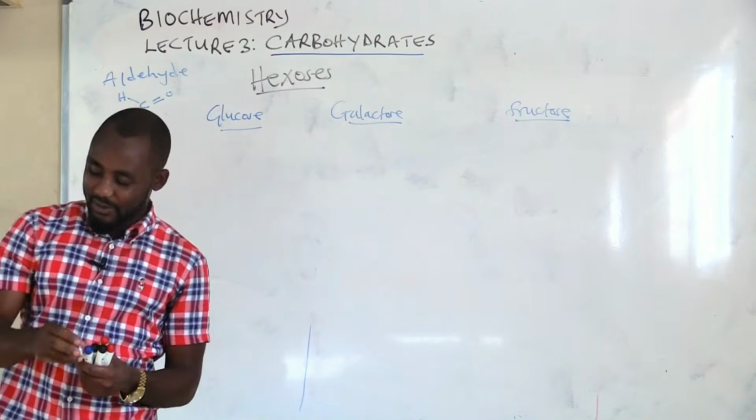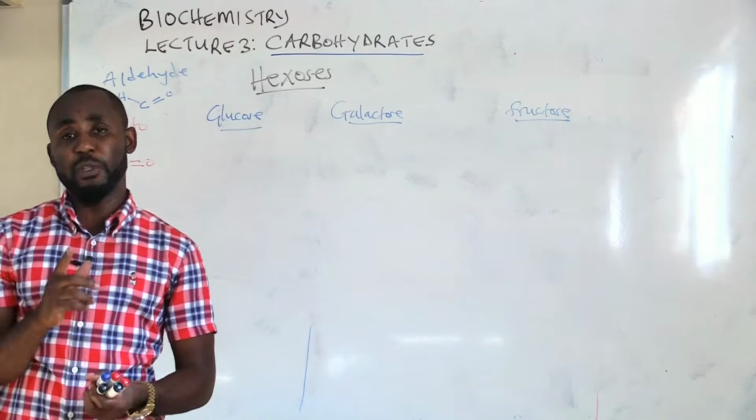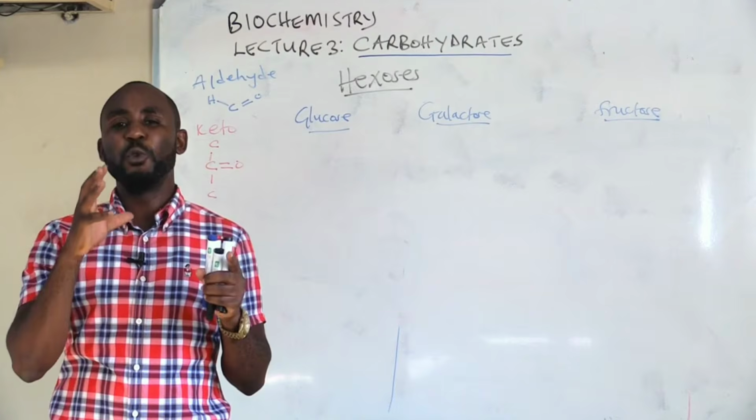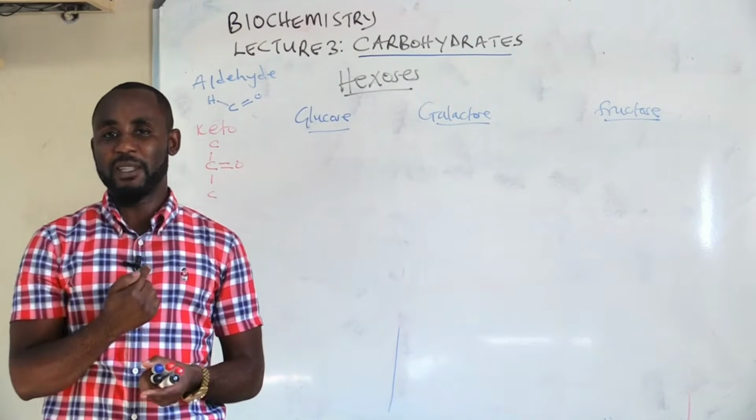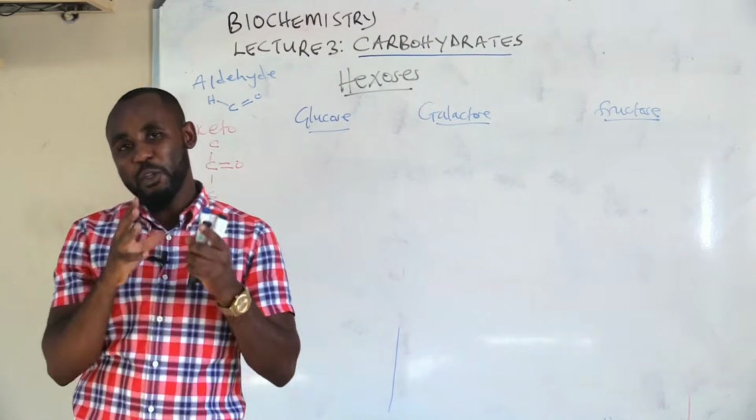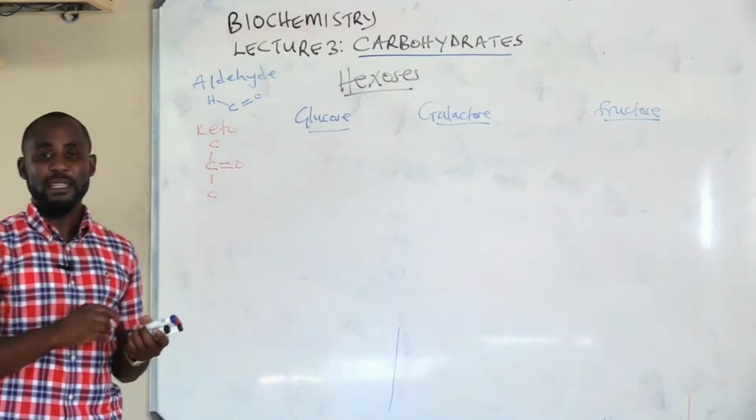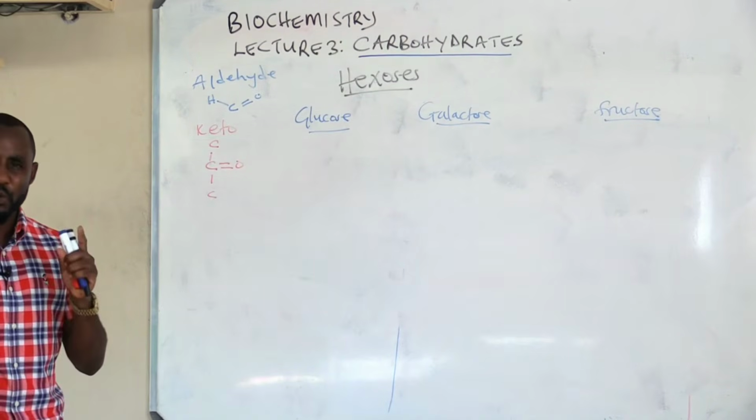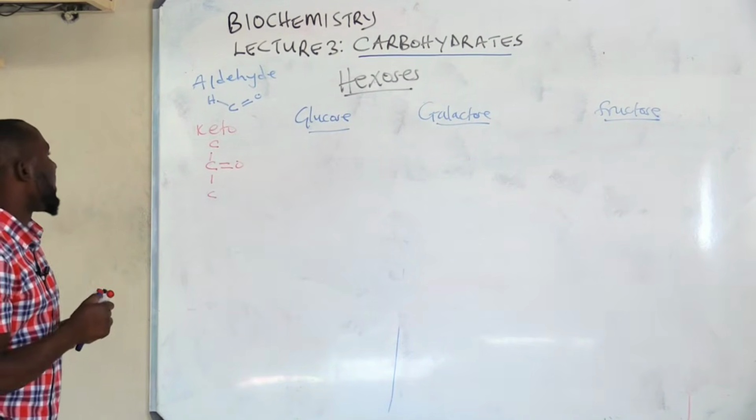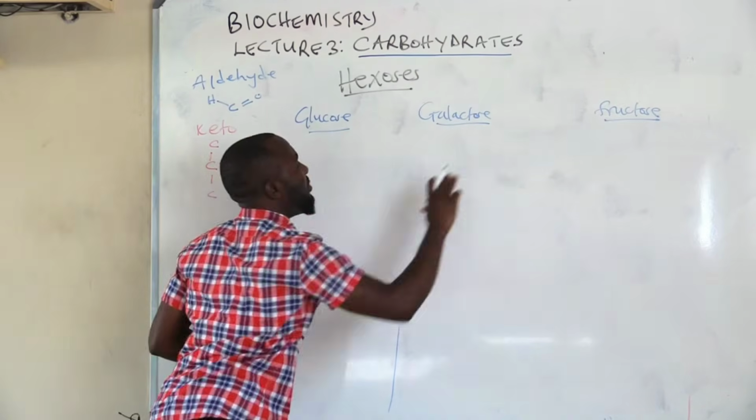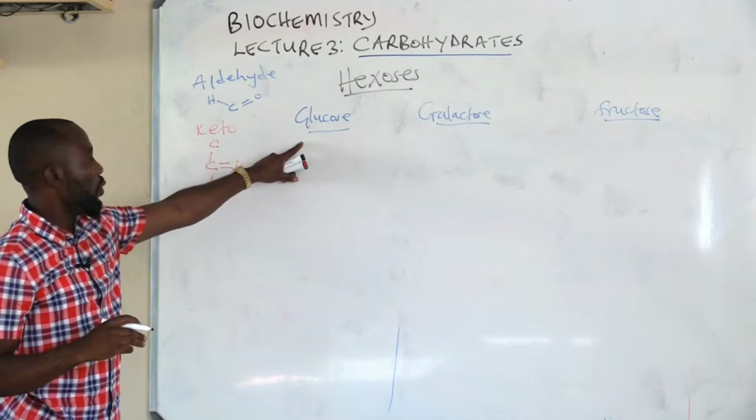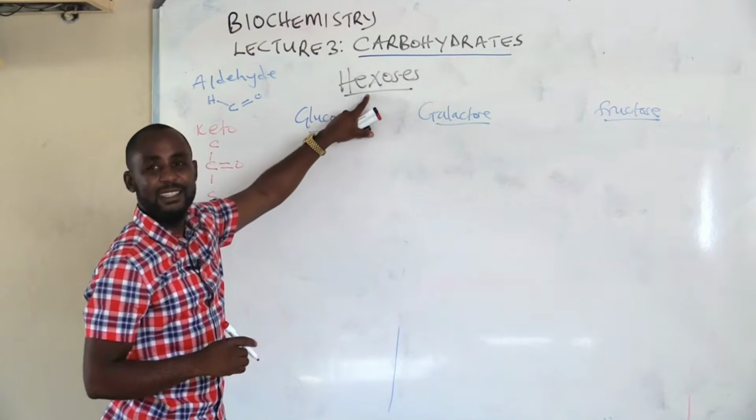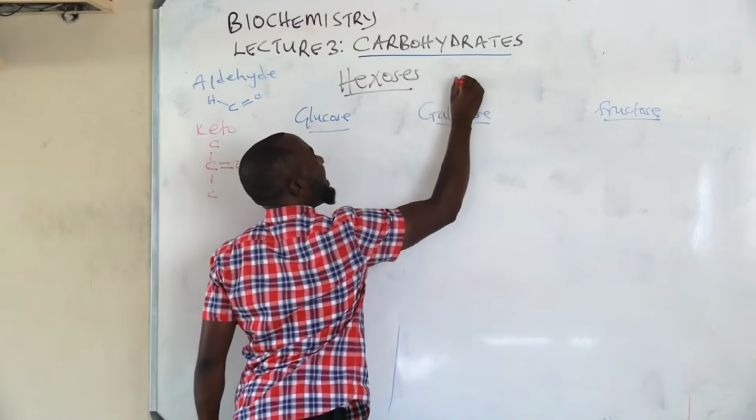There's something I need to mention to you, very important. When you go to the books, they will not give you a clue on how to remember the straight chain structures of these monosaccharides. The method I'm going to use right now will help you to understand their structures and remember them at any time. So please, I want you to understand the point very well. The sugars you are seeing on the board, glucose, galactose, fructose, we are calling them hexoses because they all have 6 carbon atoms.